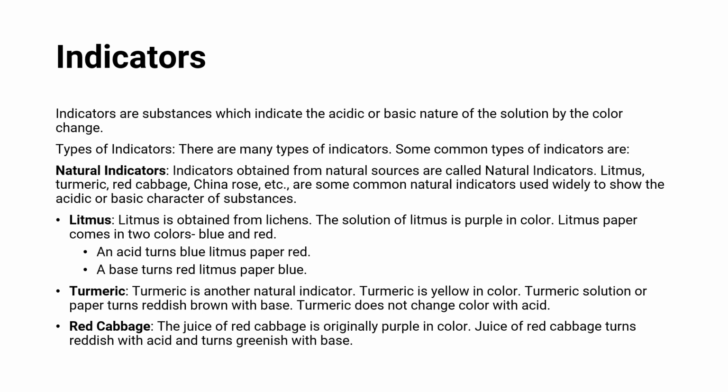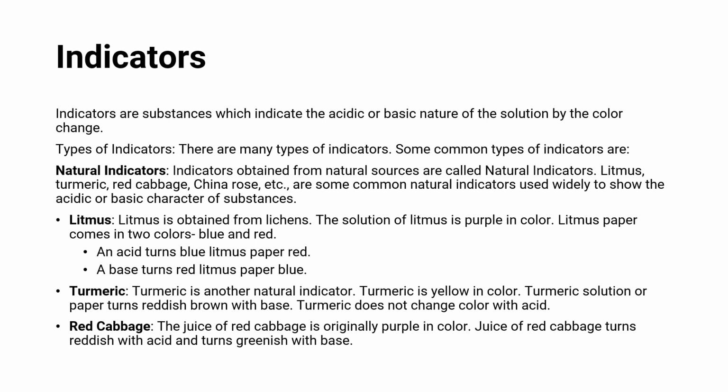Types of indicators. There are many types of indicators. Some common types of indicators are natural indicators. Indicators obtained from natural sources are called natural indicators. Litmus, turmeric, red cabbage, China rose, etc. are some common natural indicators used widely to show the acidic or basic character of the substances.